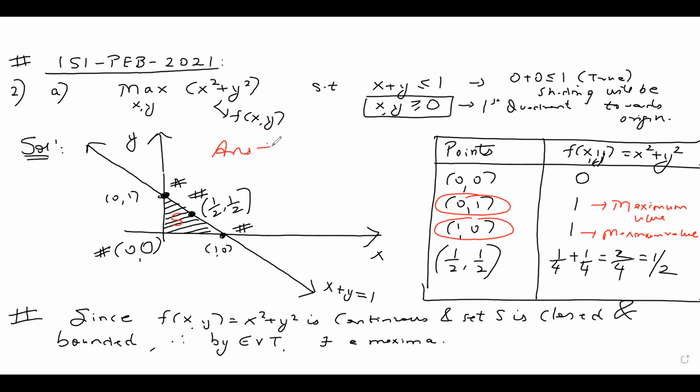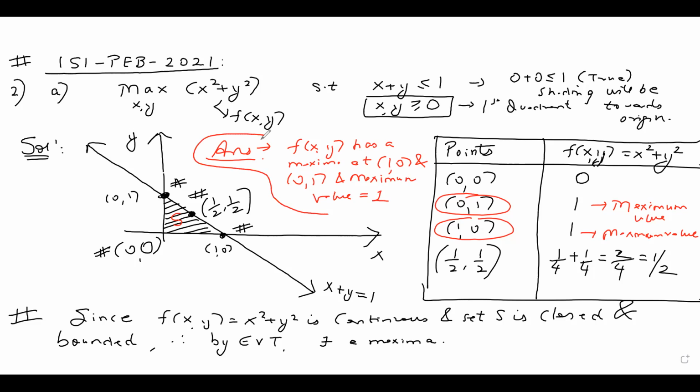So the answer for this question I can write that f of xy has a maxima at 1, 0 and 0, 1. And the maximum value is equal to 1. This is the final answer for this question. F of xy has a maxima at 1, 0 and 0, 1, and the maximum value of the function is exactly equal to 1. So hoping all students have understood question 2 part A.